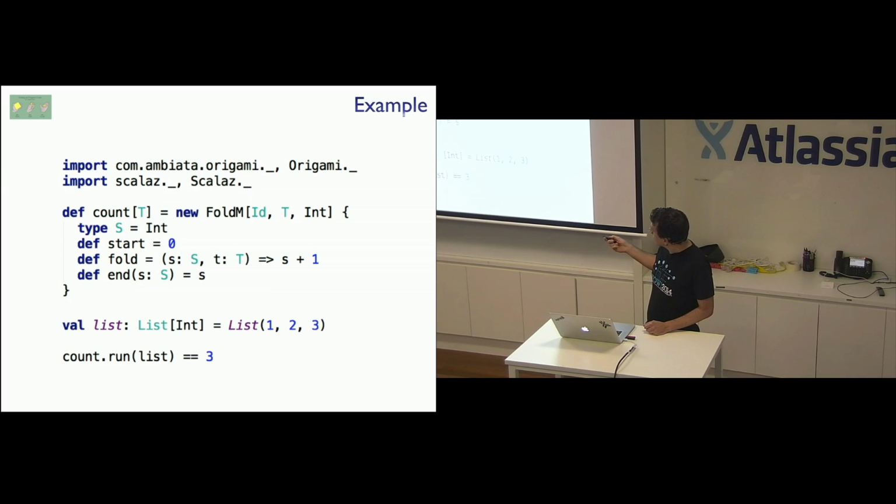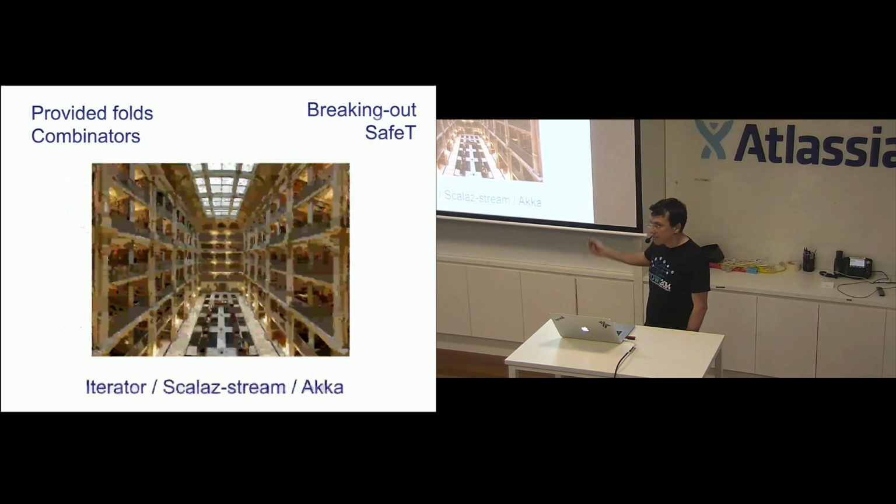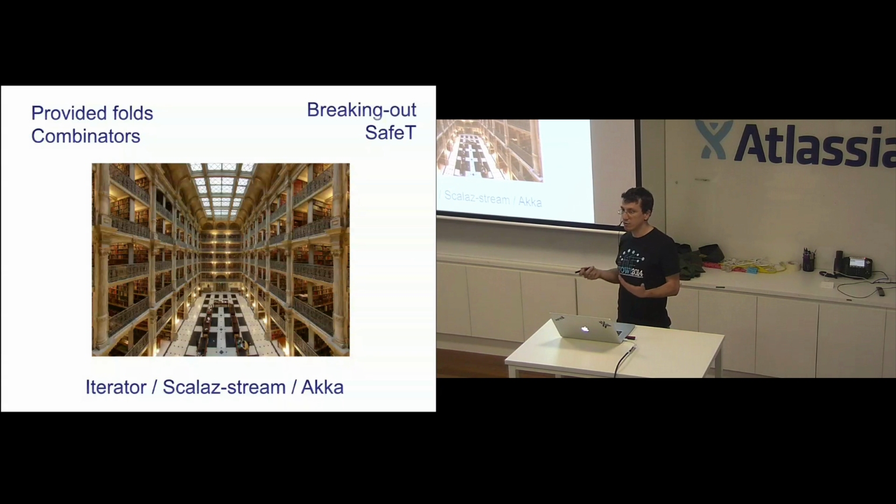And there are implicits so that the list is effectively a foldable M. So you can fold on a list. So when you run the count fold on the list, you get the number of elements. You get 3. So if you run that program, it's all sweet and easy. So now let's do a small tour of the library. What does the library have to offer in addition to those two abstractions?